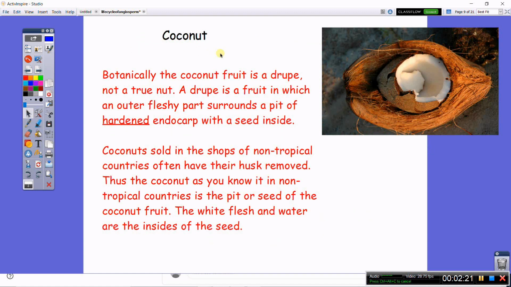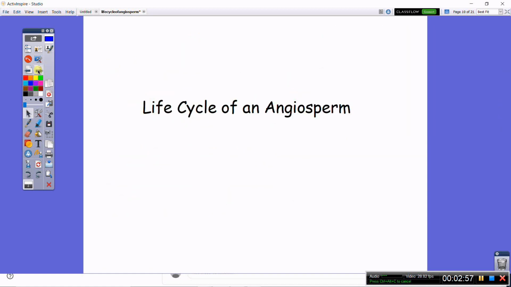And then a coconut. So we mentioned yesterday that the coconut that you think of is actually the seed, okay? The coconut fruit is a drupe, not a true nut. A drupe is a fruit which has an outer fleshy part surrounding a hardened pit. So the coconut that you think of is actually the hardened pit, okay? There's your husk, which is the outer part of the fruit. So it says the white flesh and water are the insides of the seed.